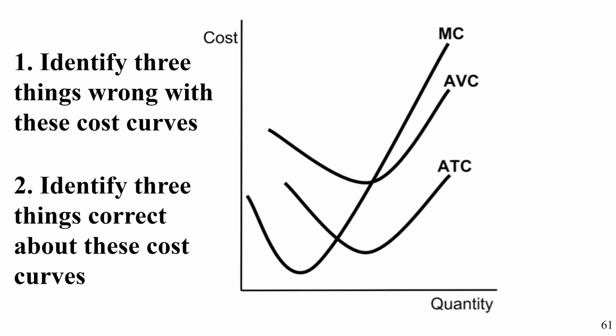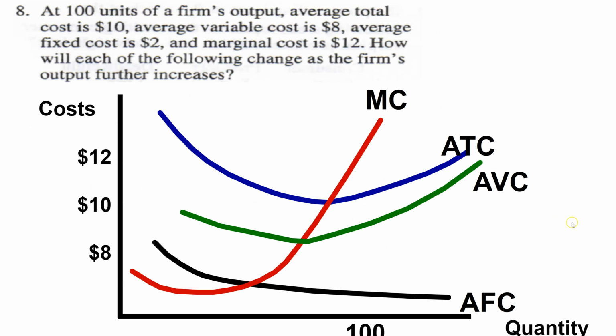AVC, very similarly, in a lot of cases, we see MC intersecting AVC at its lowest point, but it's again going to be beneath ATC in terms of that rising. And we don't have the AFC in here, but we would see it slowly falling and getting closer to the quantity axis as a result of what we see there.